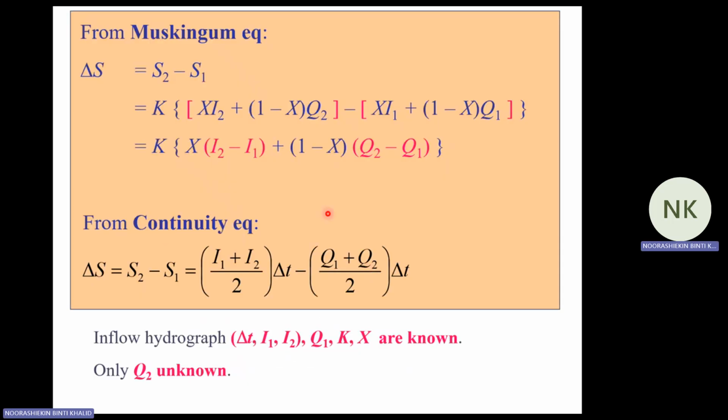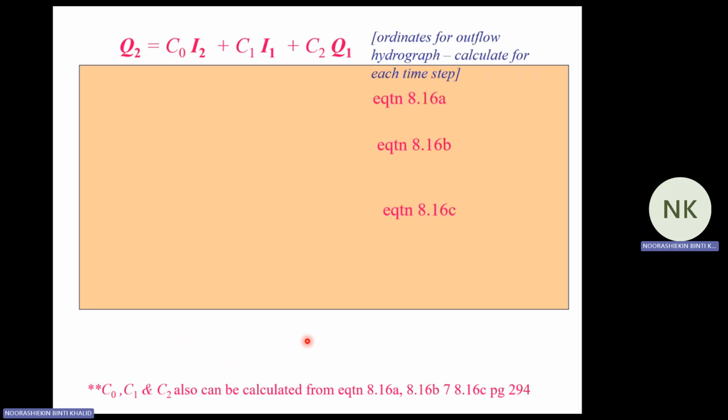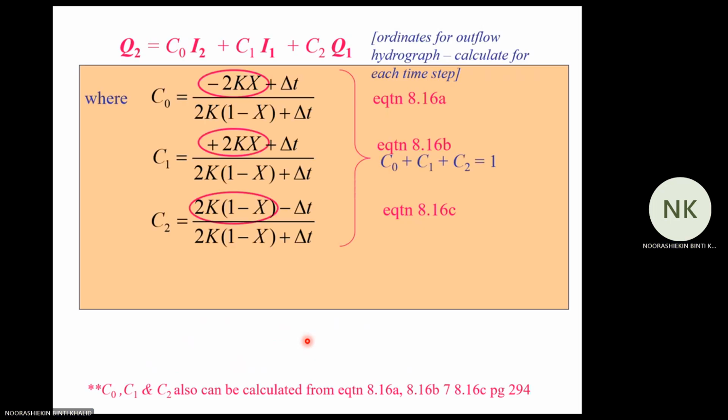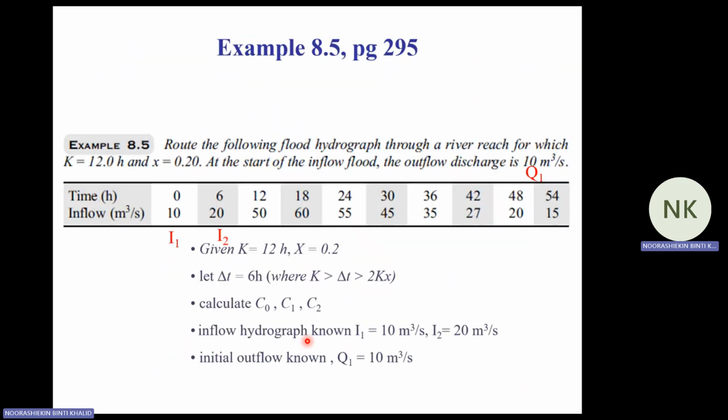I arrange this equation and this equation together, and then lastly we get Q2 in this equation. This one we call C naught, this one C1, and this one C2. That is why we get this equation. Okay, we go to the next example.